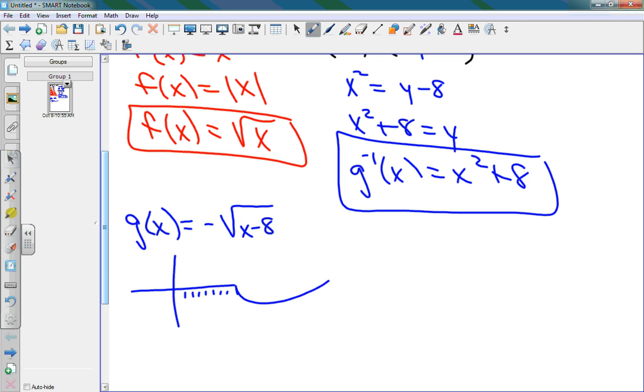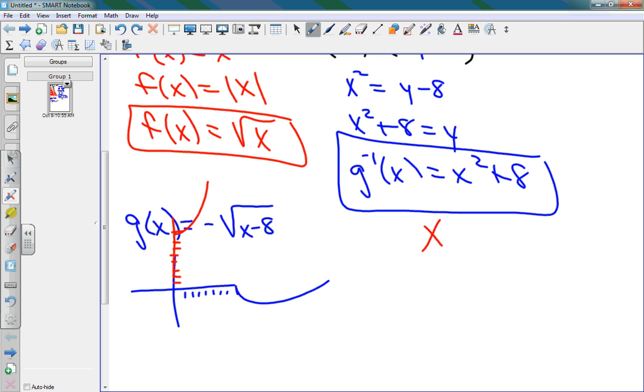Okay, so if I want these two functions to be inverses, I need to do what to the domain of the inverse? Because this is going to be all the way up here. That's the parabola. That's not true, right? So I only want that part of it. So what am I going to do to that? What's the restriction going to be?